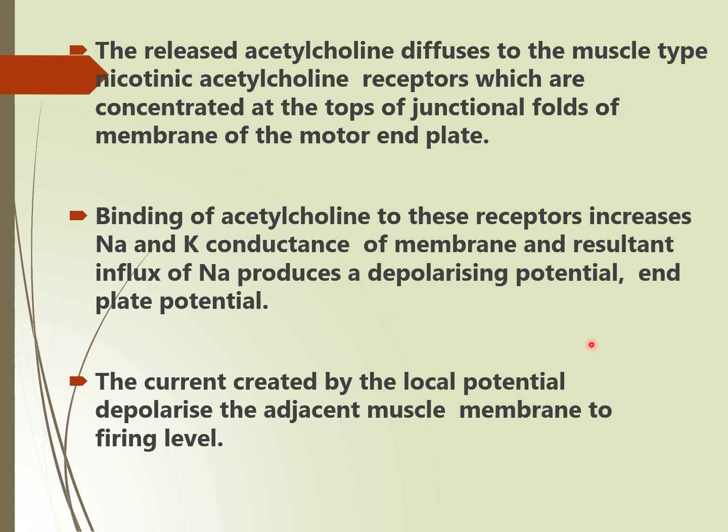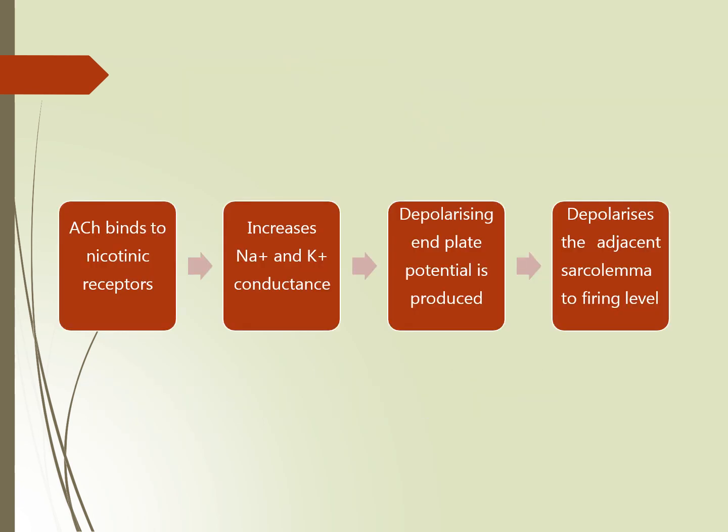The current created by the local potential depolarizes the adjacent muscle membrane to the firing level. Firing level means threshold level. So again, it is the same which I told you in the flow chart. Increased sodium potassium conductance leads to depolarization and end plate potential production, and after the production of end plate potential, it depolarizes the adjacent sarcolemma to firing level. That's how continuously the entire sarcolemma, or the entire muscle fiber length, is depolarized, producing muscle contraction.